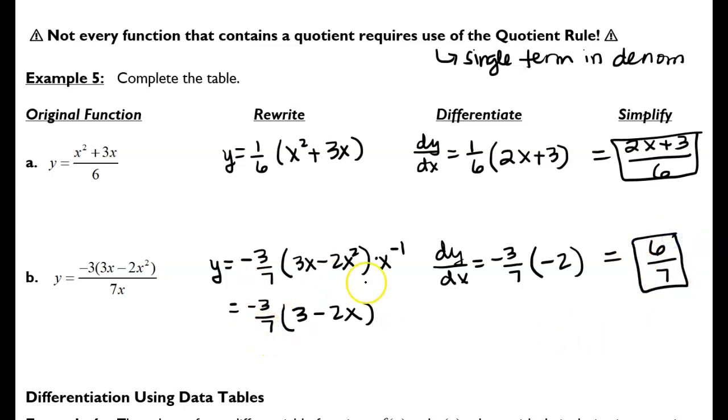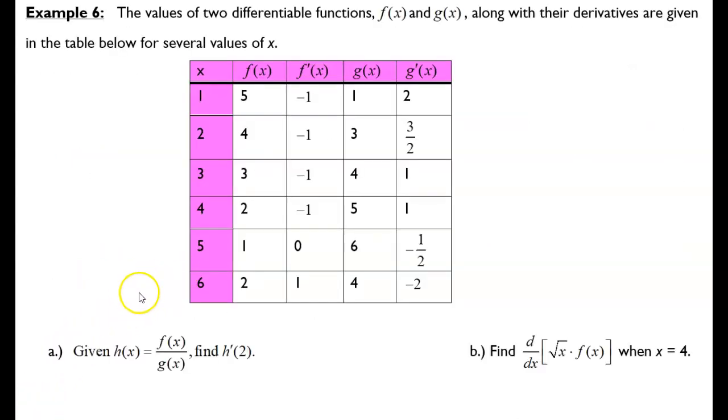And so I just get 6 over 7 for my answer there. So again, this is much easier than doing the quotient rule. Although if you did the quotient rule, it would be okay, just probably too much work. It will be very common for you to see problems like example 6 on the AP exam.